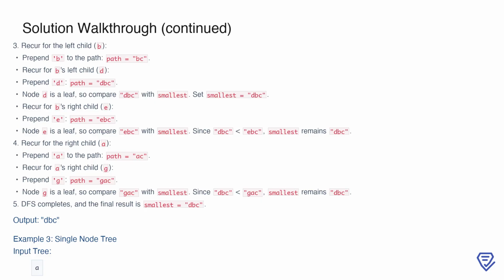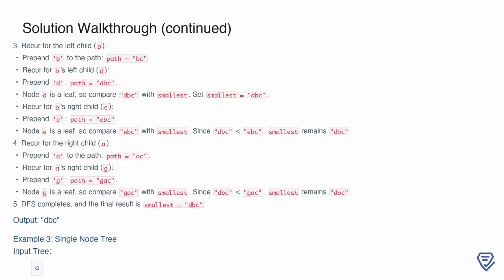Returning to B, we now explore its right child, E. Prepending E gives us path equals EBC. Node E is also a leaf, so we compare EBC with smallest. Since DBC is lexicographically smaller than EBC, smallest remains DBC. Returning to the root node C, we now explore its right child, A. Prepending it to the path results in path equals AC.